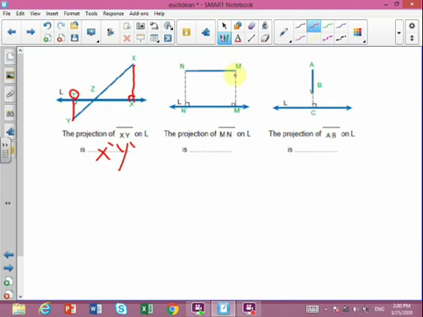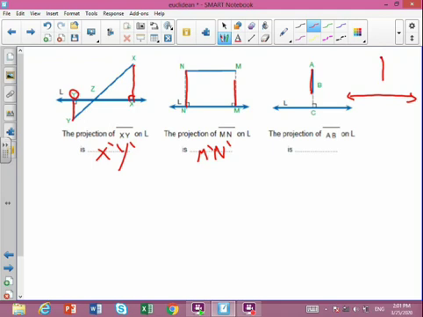What about MN, sorry. M perpendicular, it becomes M dash. N perpendicular, it becomes N dash. What about this line? AB. This line is different than the other. Why is it different? Because this line is perpendicular on the line L. This line segment is perpendicular on the straight line L.